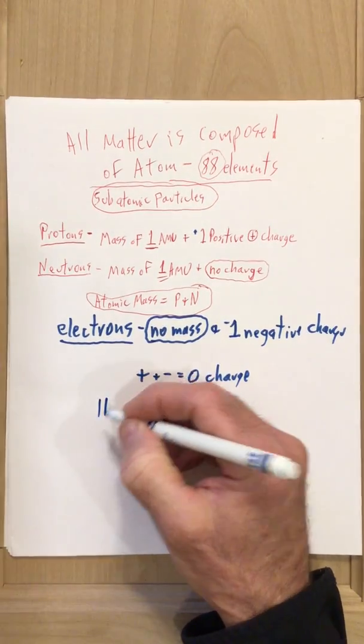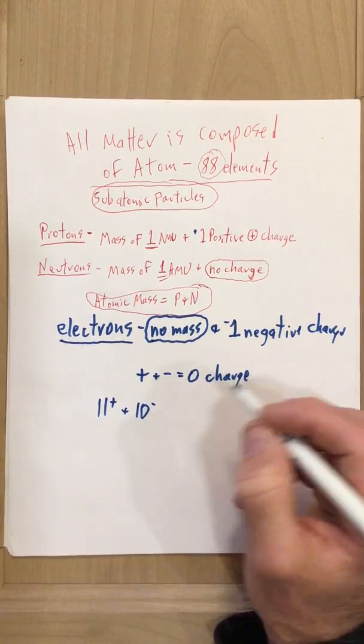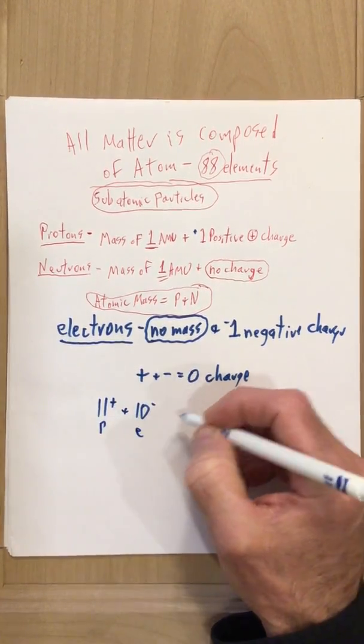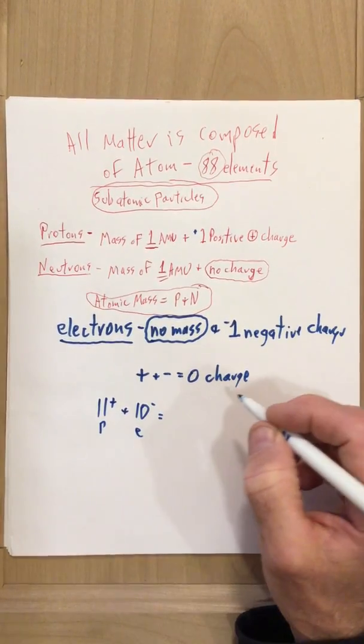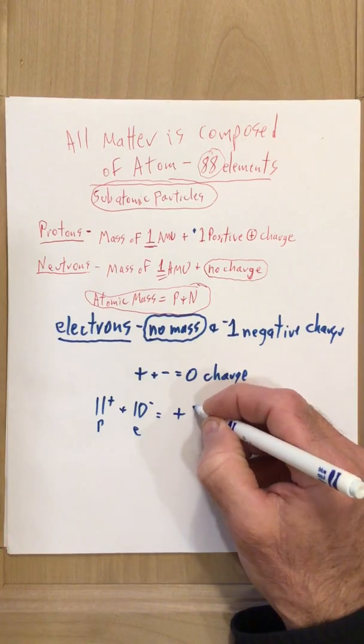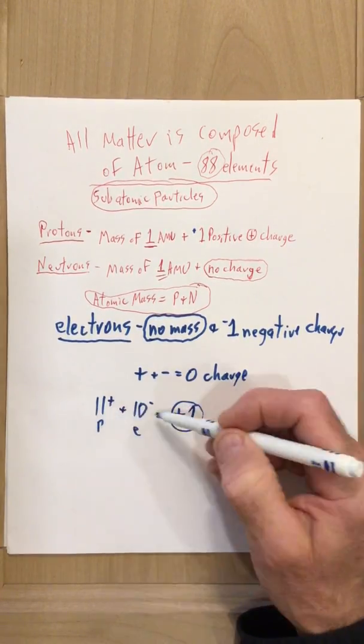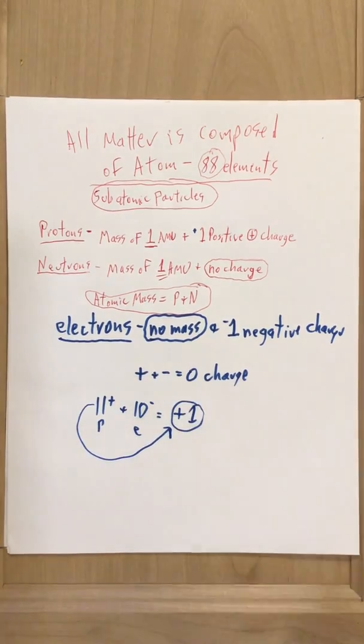If I have 11 protons and 10 electrons, right? Protons, electrons. This is going to equal what? Think. That's going to give you 1 positive left over. So whatever charge there's more of, that's the charge of the overall leftover charge. Okay? This is going to be important for later on.